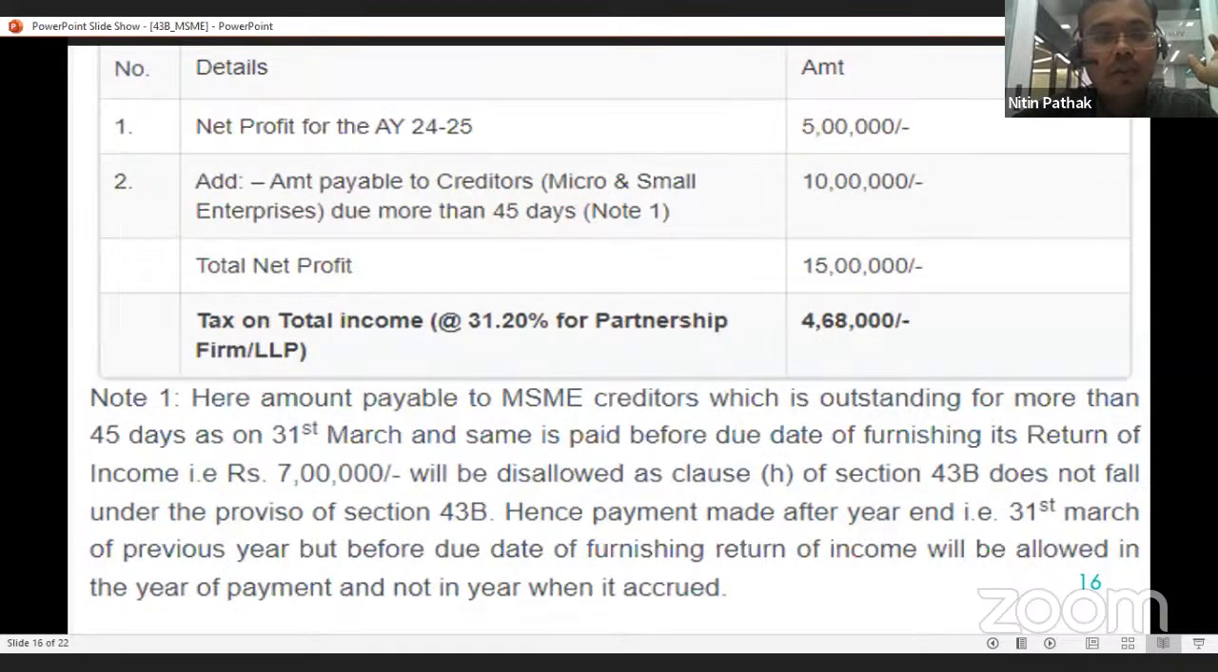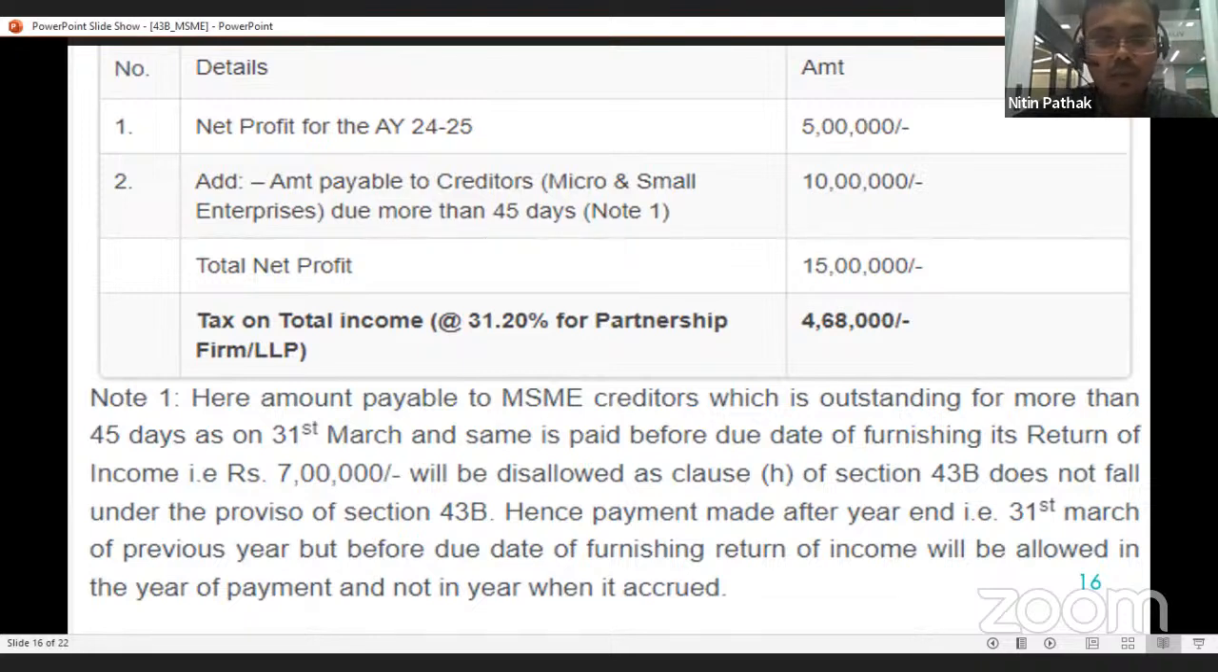Here is the calculation. Say 5 lakhs, add the amount payable, meaning due more than 45 days, say 10 lakh, which includes 7 lakh, which is payment made before the due date of filing return but after the end of the financial year or end of the 45 days, and 3 lakh, which is paid after the due date of filing the return. Both are added to the income of the enterprise, and the tax is calculated as per the tax rate.